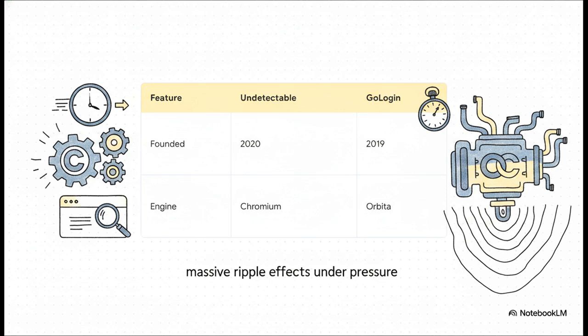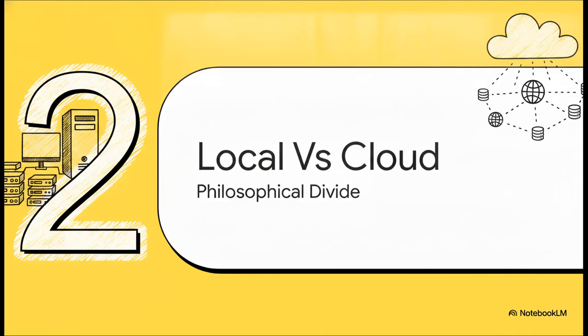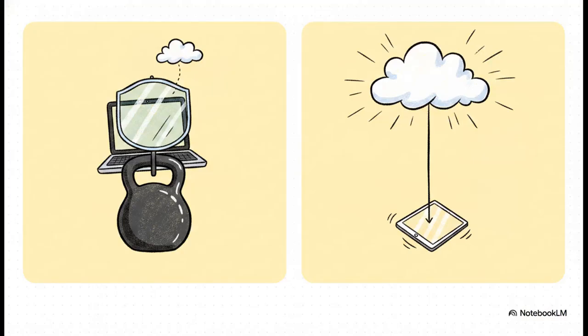And as we'll see, this fundamental difference between a standard base and a custom engine creates massive ripple effects in how they perform under pressure. Moving on to Section 2, Local versus Cloud Architecture, the Philosophical Divide. Okay, so the real crux of the issue here is how these platforms actually handle your data and your processing power. Undetectable Browser, it's strictly local first.